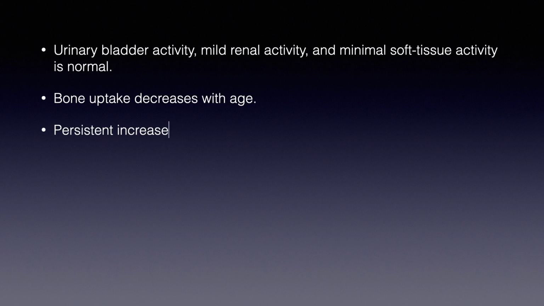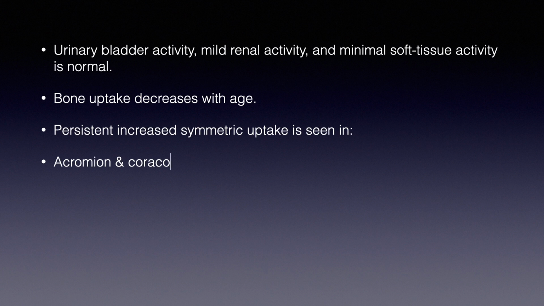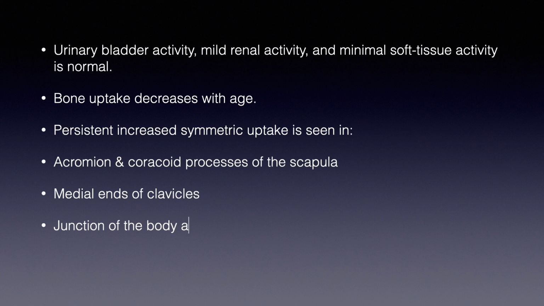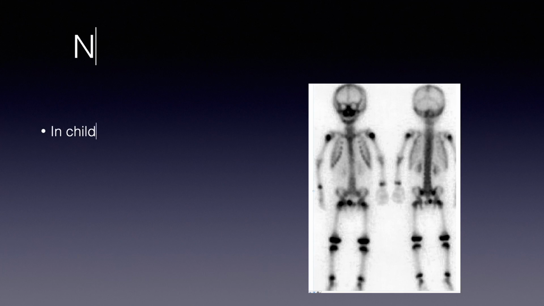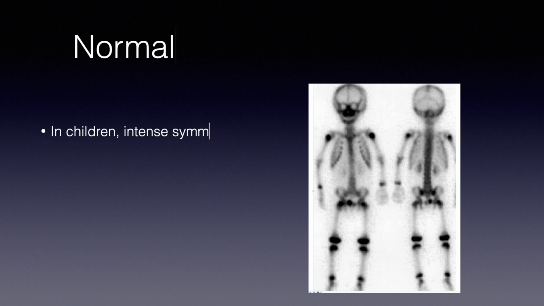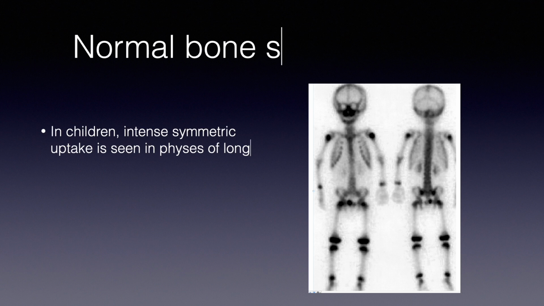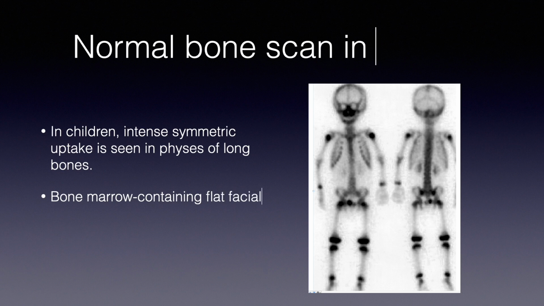Persistent increased symmetric uptake is seen in the acromion and coracoid processes of the scapula, medial ends of the clavicles, junction of the body and manubrium of the sternum, and the sacral alae. Anterior and posterior whole body images of a bone scan in a child demonstrate intense symmetric uptake in physes of the long bones. Bone marrow containing flat facial bones show tracer uptake in children.